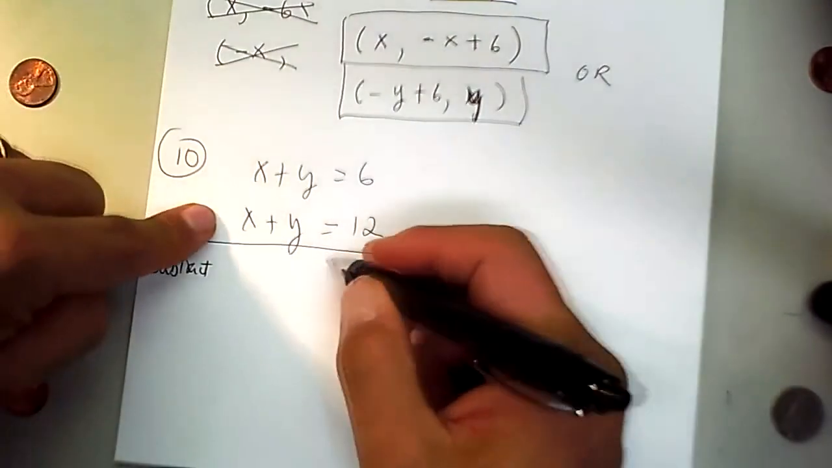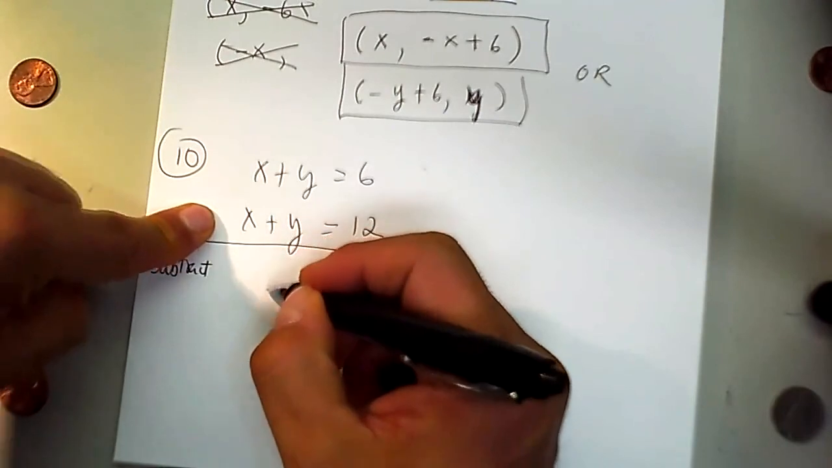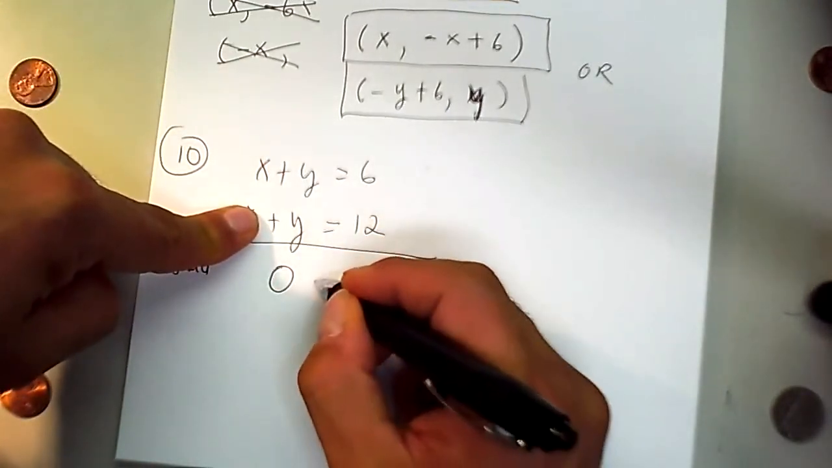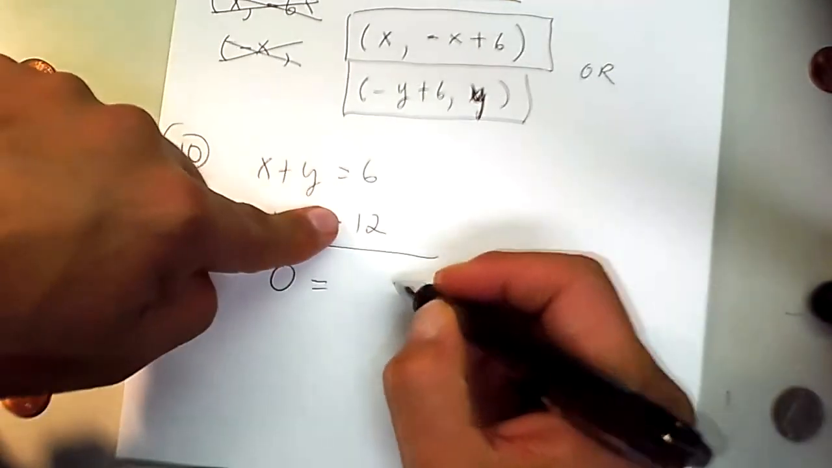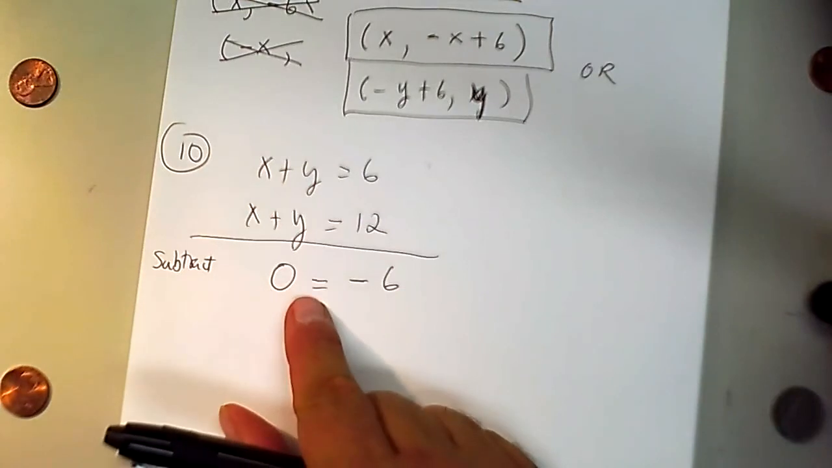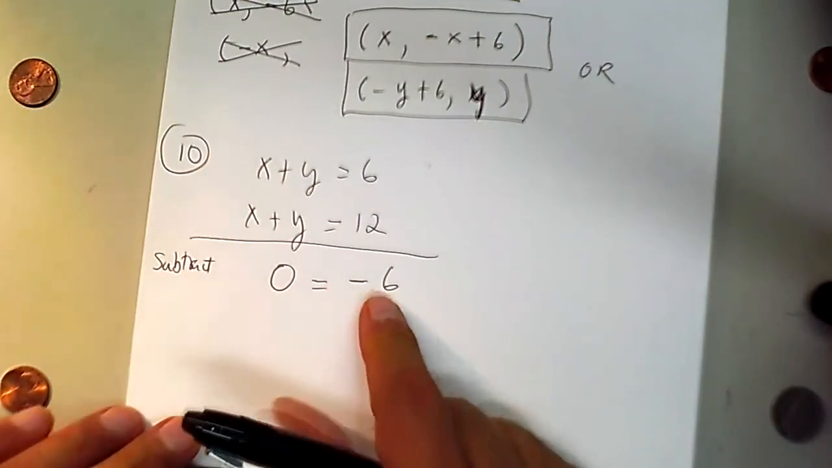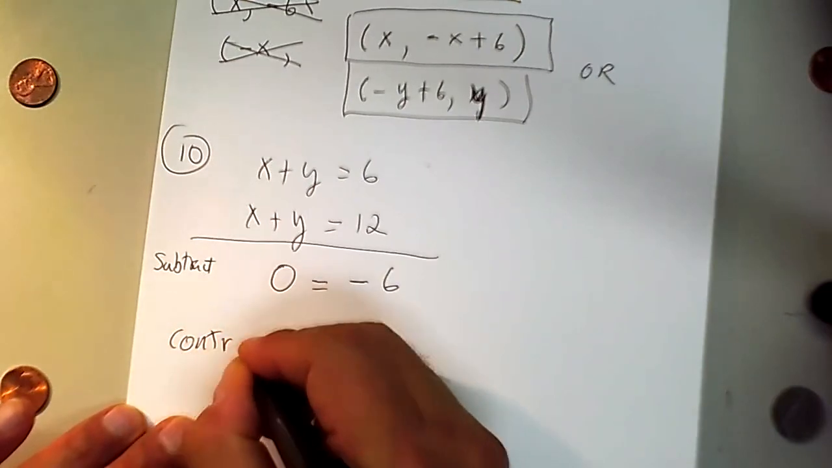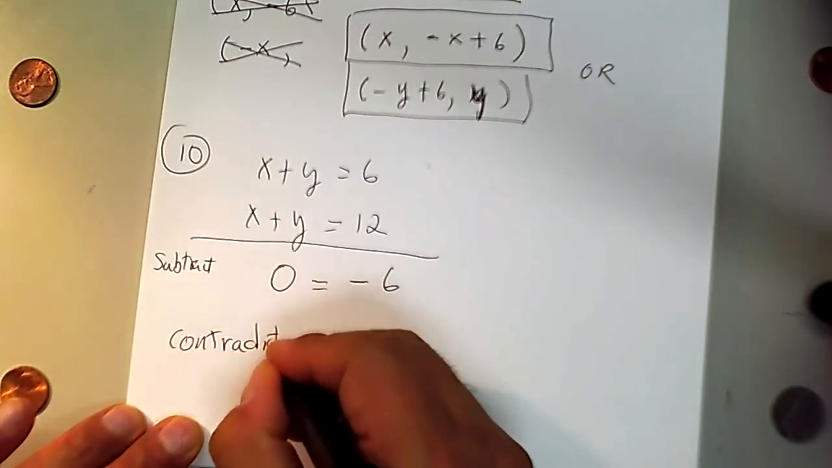Subtract. x minus x is 0, no x. y minus y is no y, so there's a big 0. 6 minus 12 is negative 6. 0 equals negative 6 is a contradiction.